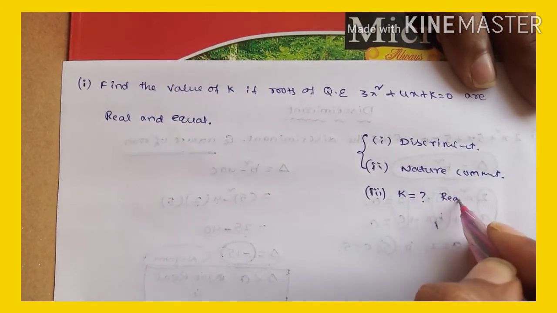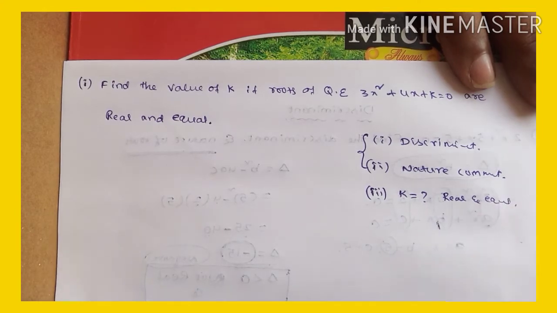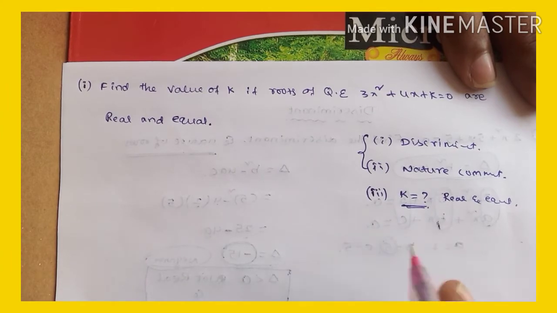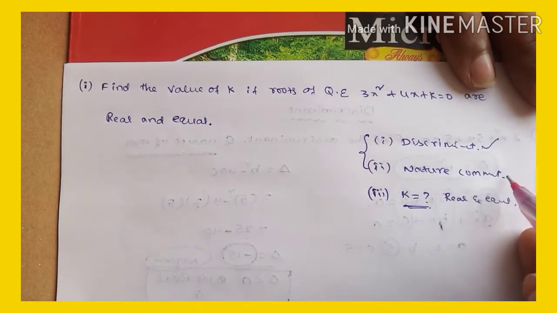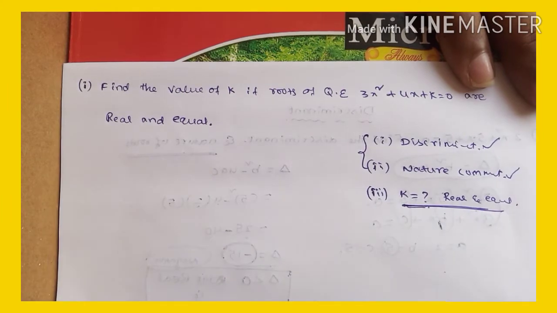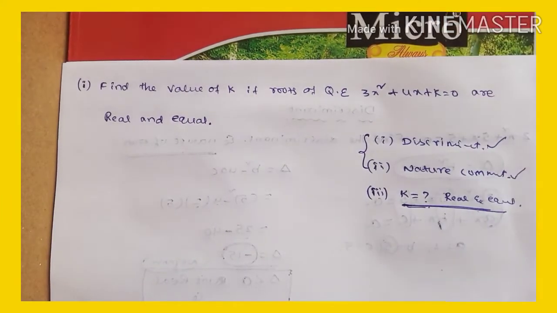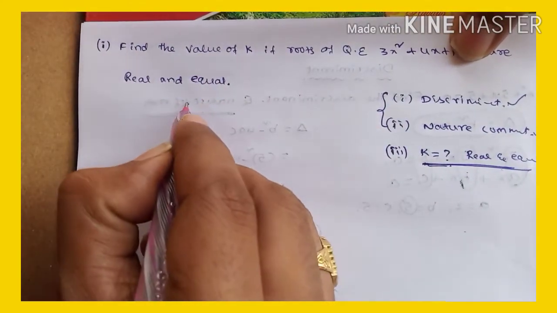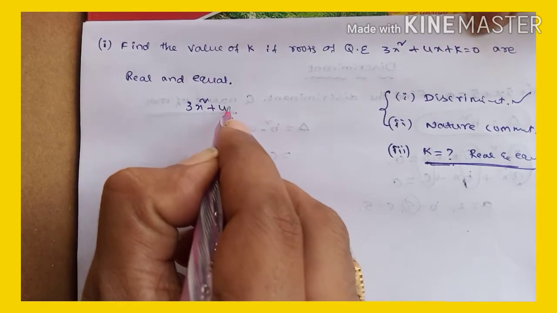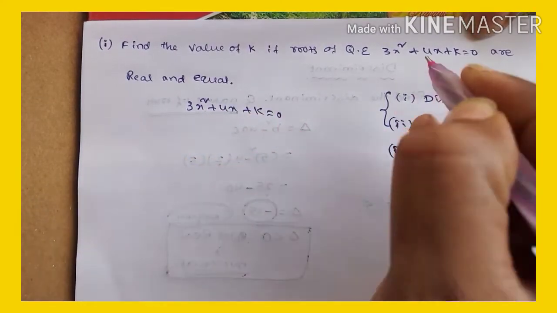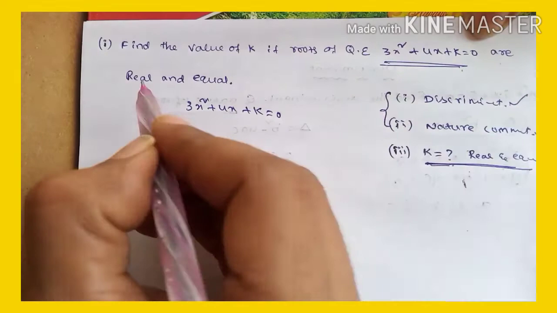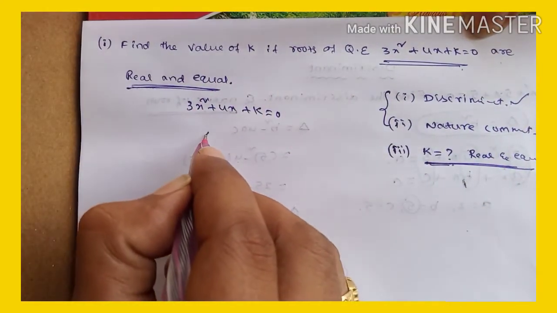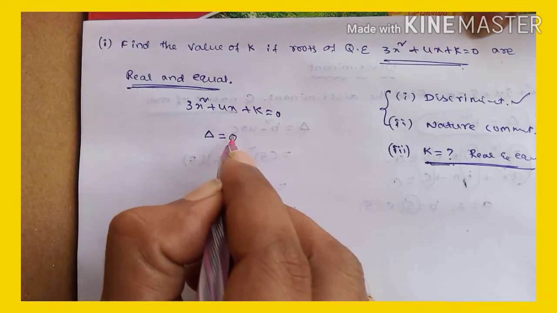Roots are real numbers and equal. If roots are real and equal, then what is the value of k? This one you have already revised. Now this is the next stage, finding the k value if the roots are real and equal. Let's see how to apply. The given quadratic equation is 3x square plus 4x plus k is equal to 0. Here given roots are real numbers and equal. When they will be real and equal, delta value is equal to 0.